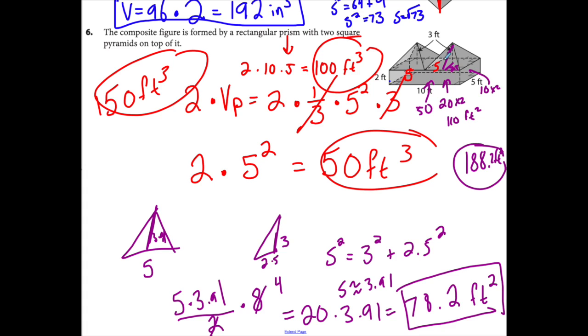Some people count the bottom as another side. It kind of depends on whether you see that. Some people count that in the surface area. If you wanted to, you would just add another 50 to that, so you'd have 188.2 plus 50, 238.2. But some people only want to see what's on the surface, so they might not count that stuff that's hidden on the inside.